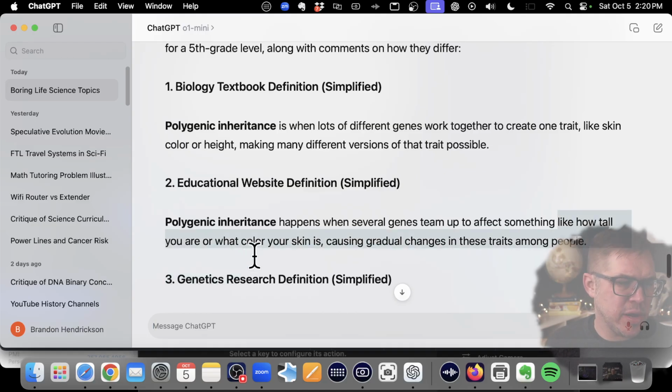So there's some examples here, and I appreciate that. Gradual changes, many different versions. It's not like some people have pure white skin and some people have pure black skin and some people have pure whatever skin, right? These things are all over a range, and everyone, even inside of a family, differs quite a bit.